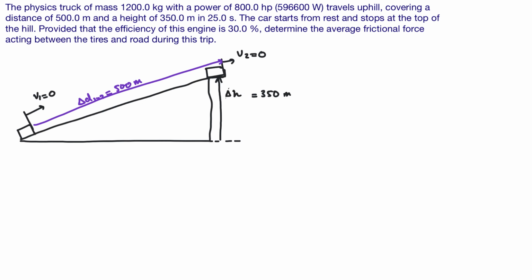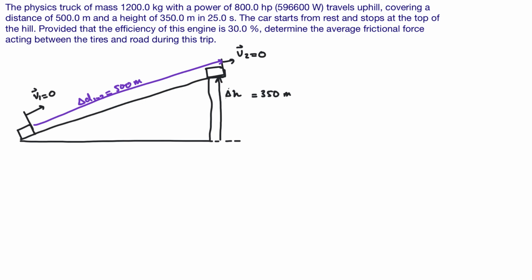What else do we know? So we know velocity 1, velocity 2. We know the change in height. We know the distance it travels. And it's going to be accelerating and then slowing. So it's going to speed up and slow down. That's the only way it can go from 0 to 0. So it starts from 0 and stops. It needs to speed up and slow down. So acceleration is definitely not constant in this case.